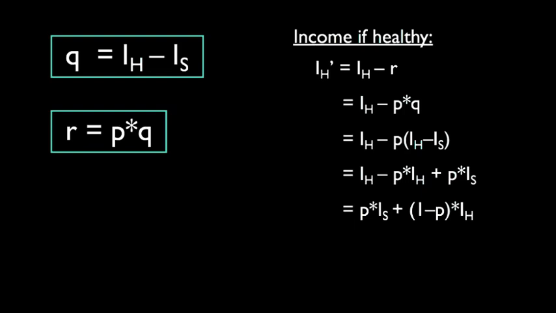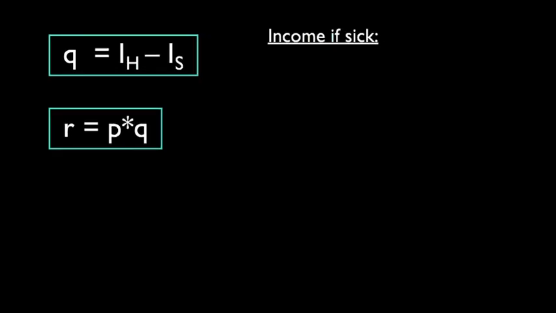Okay, just think for a minute. Does this look familiar? It should, because this is expected income. Okay, so far so good. So this means that if a person has this insurance contract, then if they stay healthy, they'll get the expected income instead of their original IH. Okay, now what happens to the person if they get sick?